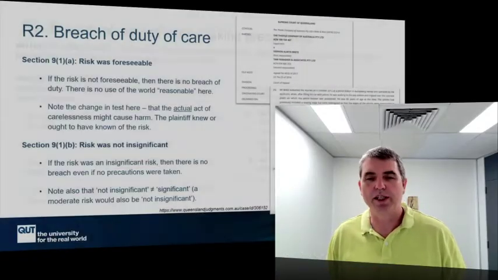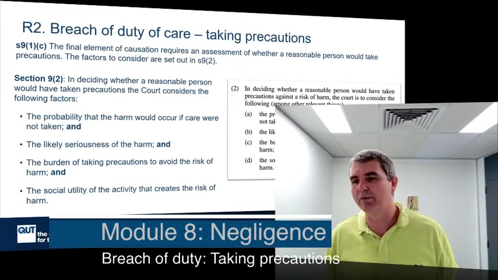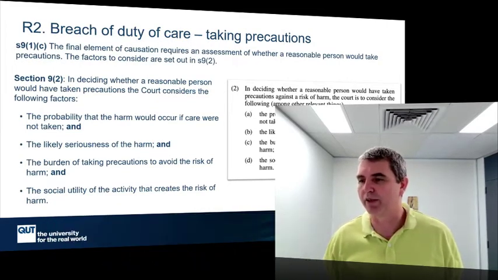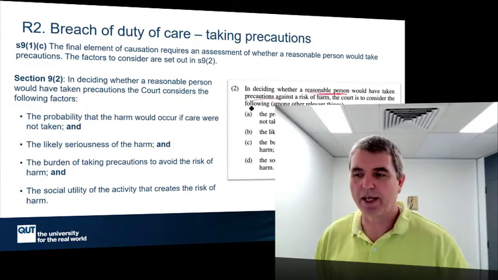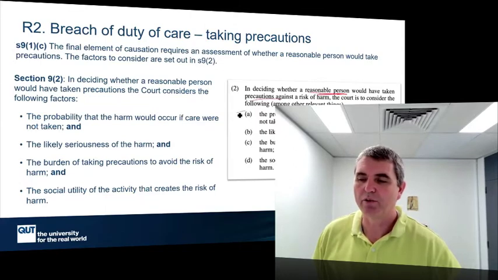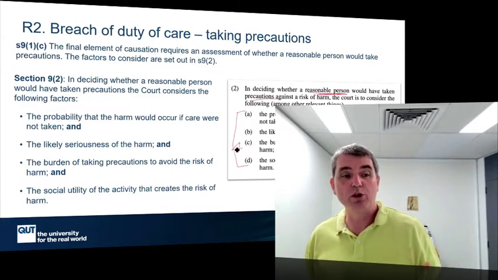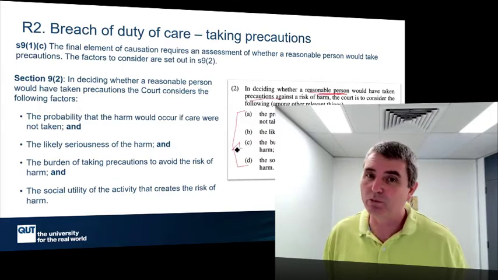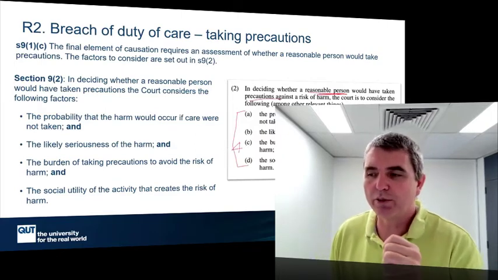Then the third thing we need to look at is whether a reasonable person would have taken precautions, okay? So how do we work that out? This is a different test, right? This test, we're balancing 4 elements. It's not an and test, it's not an or test. We look at these 4 factors and say, what would a reasonable person do given these 4 things? What are the 4 things we look at?